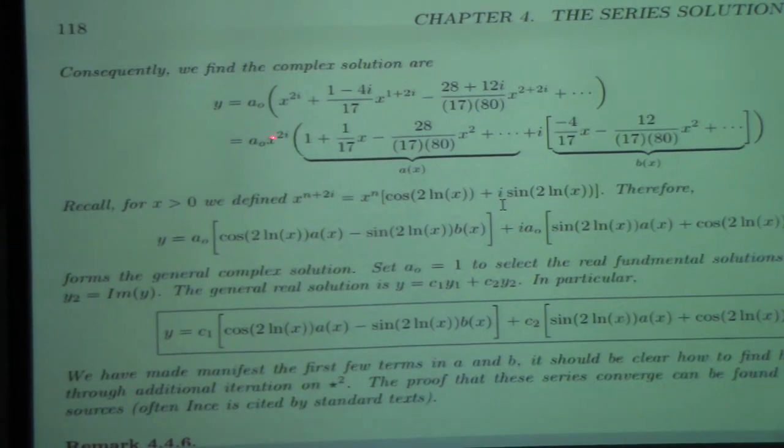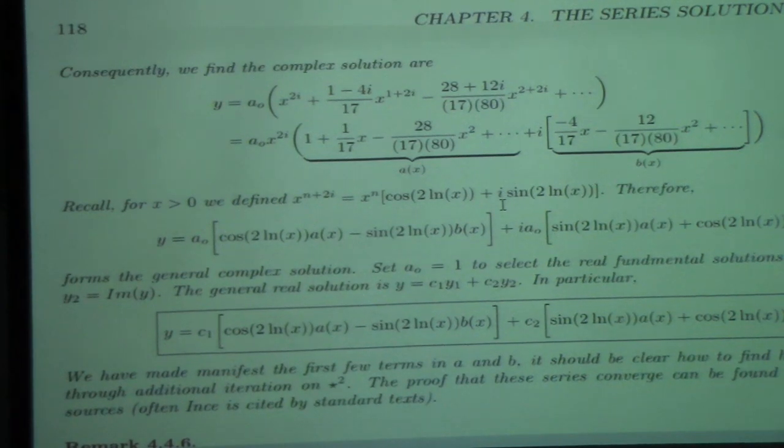Now, x to the 2i, we talked about this back when we talked about the Cauchy-Euler problem, remember? X to the 2i should be understood as cosine 2 log x plus i sine 2 log x, all right? So what this gives you then is y equals a naught cosine 2 log x, a of x, minus sine 2 log x, b of x. This is the real part of the above solution. And then, likewise, the imaginary part of the solution is a naught sine 2 log x, a of x, plus cosine 2 log x, b of x.